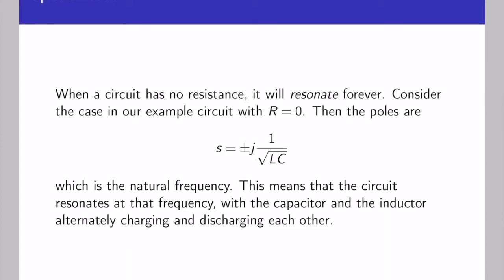There is a special case. A circuit with no resistance in it will resonate forever. Now, practical circuits do have resistance, but you can have circuits with very low resistance. So if we consider our example but let R equal 0, then we have poles at plus or minus j over the square root of LC, which is the natural frequency. This means that the circuit resonates at that frequency, and the capacitor and the inductor will alternately charge and discharge each other.